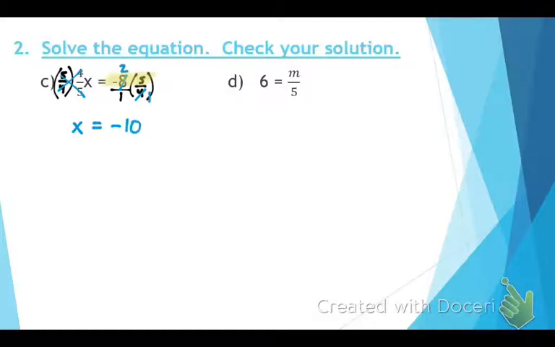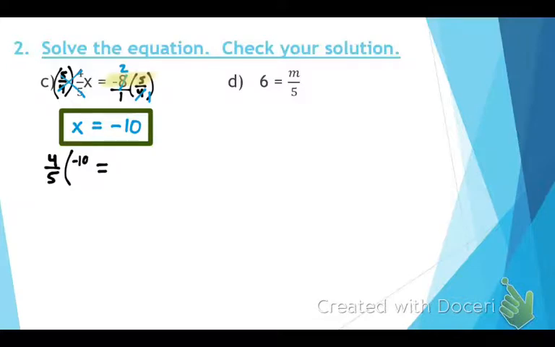-10 is correct. Okay, let's box that in. All right, now let's go ahead and check it. How do I check this problem, Kaylin? You put 4 over 5 times -10. Very good. And you could put -10 over 1 if you want, and then we know equals -8.